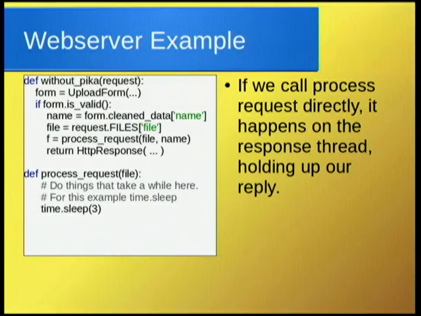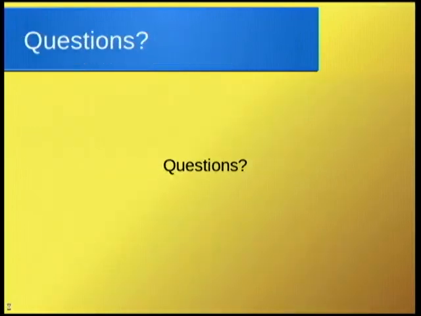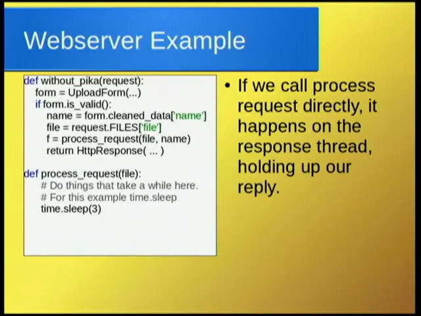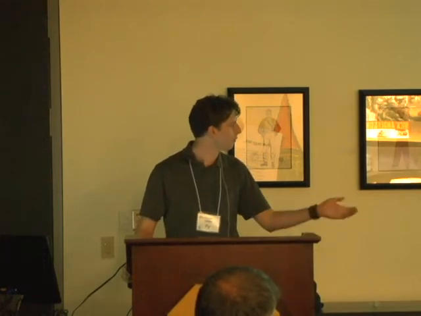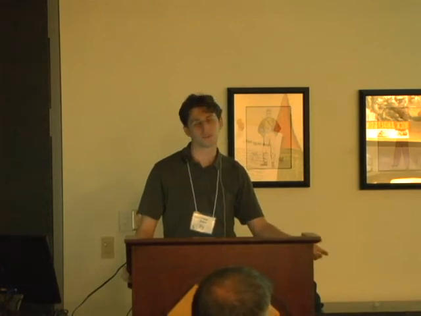This is Django code, but it's pretty simple. What we're essentially doing is calling the without Pika request. This is a typical synchronous process that's being run on the server. We accept a form that's got a file associated with it. We get the file, and we call a process request with the file and the name. We're doing some mysterious thing in there that really is just time.sleep(3). So we're sleeping for 3 seconds, waiting for this mysterious process to happen. And then we come back to our without Pika function and return our HTTP response.